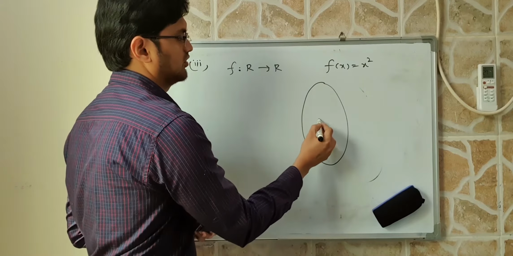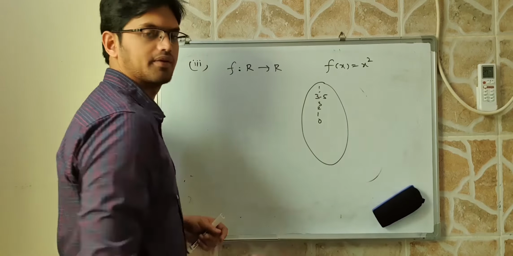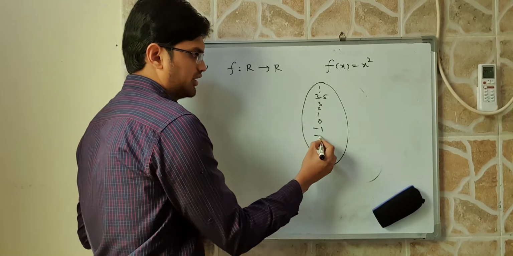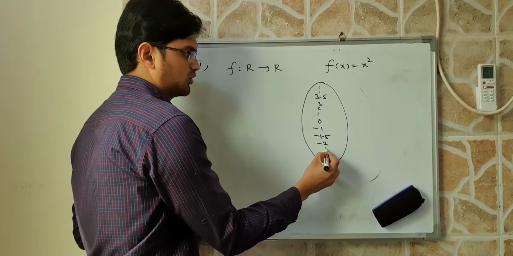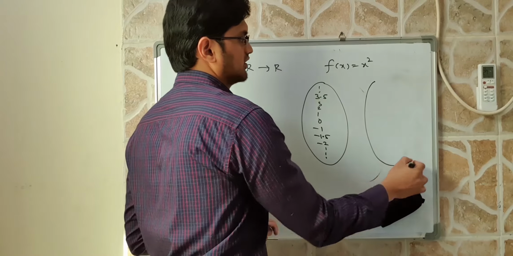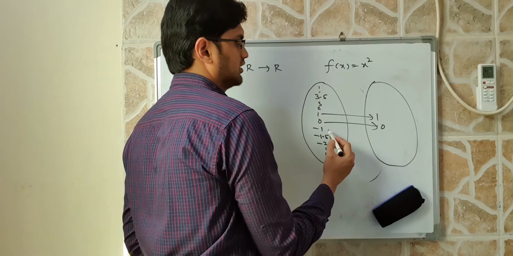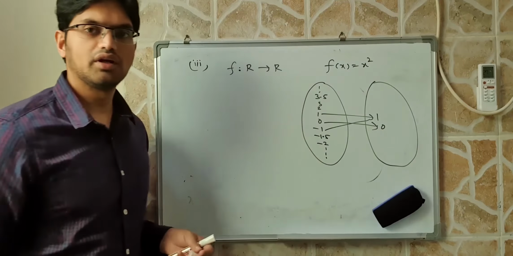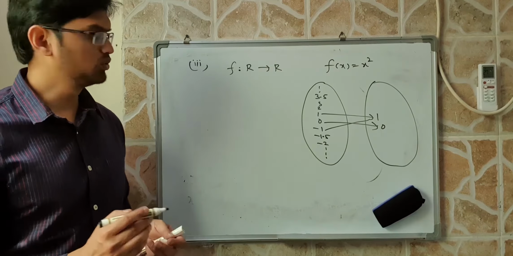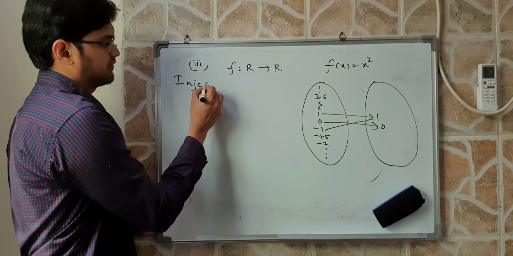Real numbers means 0, 1, 2, 3, even 3.5, whatever it is. Here also -1, -1.5, -2, all the numbers are real numbers. What will happen to the square of them? 0 square will be 0, 1 square will be 1, -1 square is 1. So let us check again the two things. Quickly let us try to see injectivity.